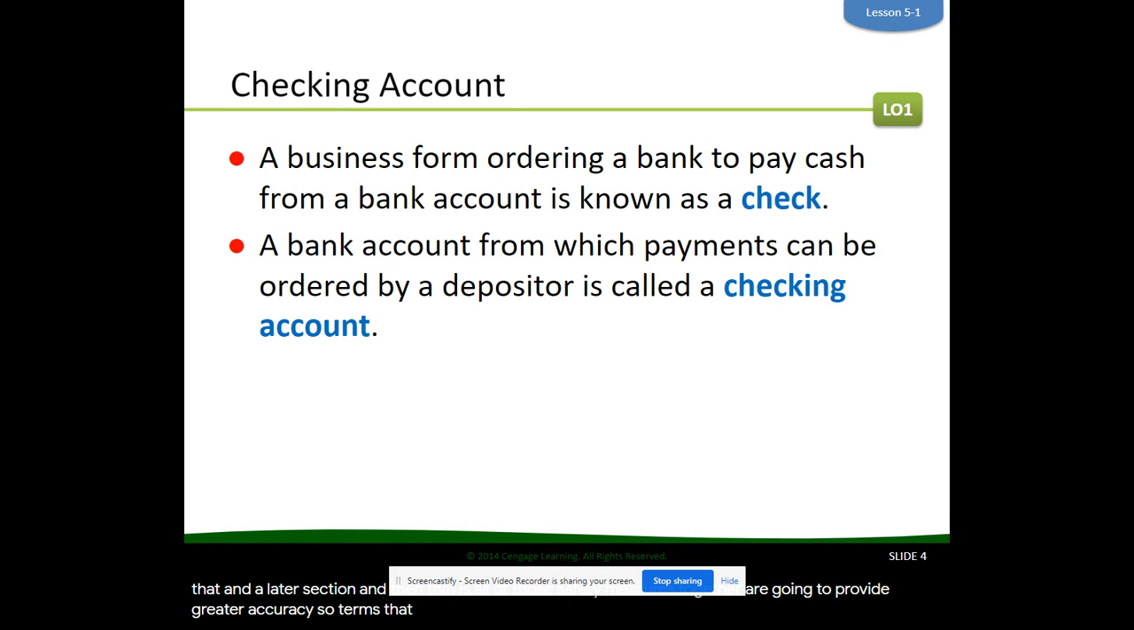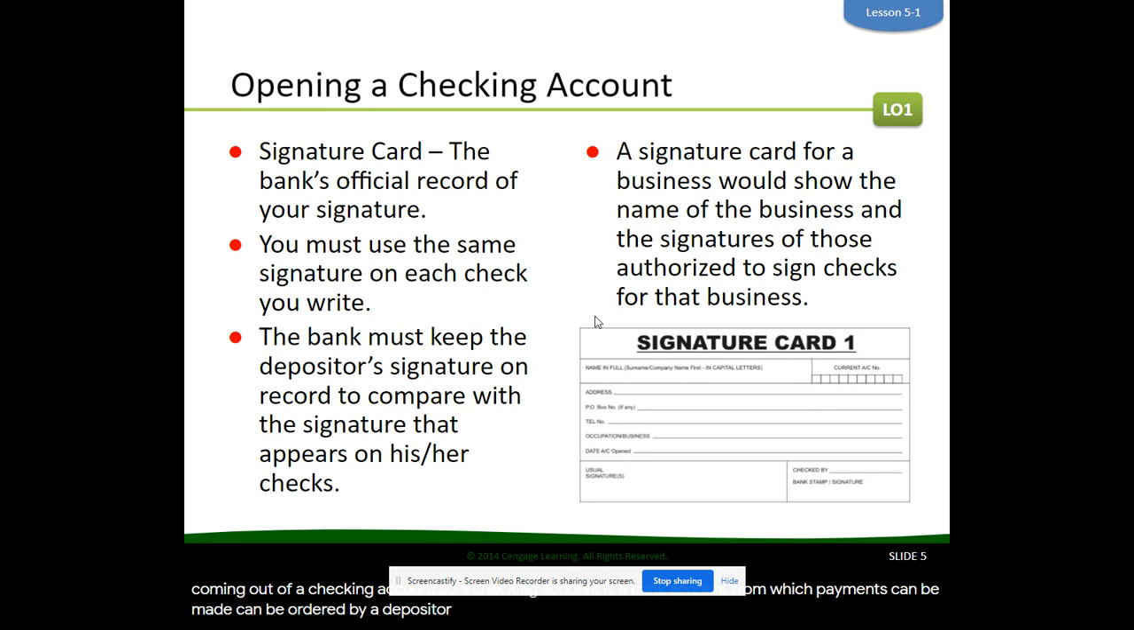So, terms that we need for this section are, first of all, a check. We already know what that is, but it's a business form ordering a bank to pay cash from a bank account. The money is going to be coming out of a checking account. So, a checking account is a bank account from which payments can be ordered by a depositor.